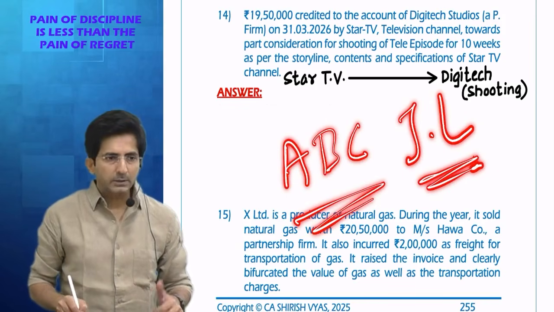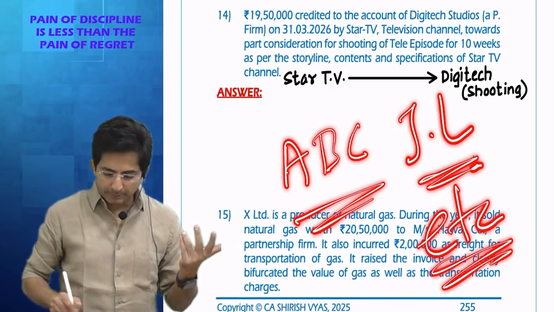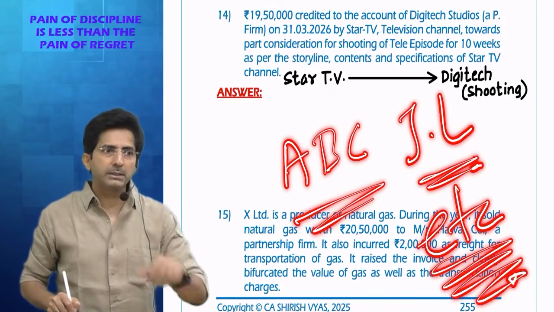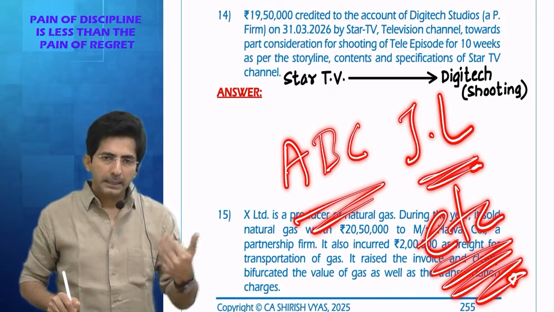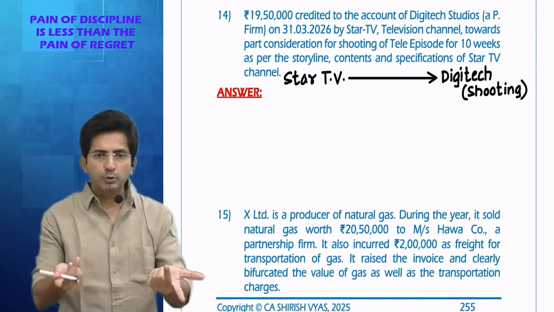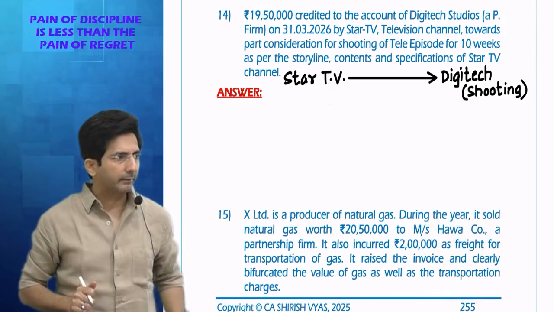The ABC JAL was just an example. If you remember, I have given it in my notes. Don't always try to figure out ABC JAL. Works contract means what? ABC JAL etc. So many things can come. The moment you see someone is doing the work as per our requirement, it's a works contract.